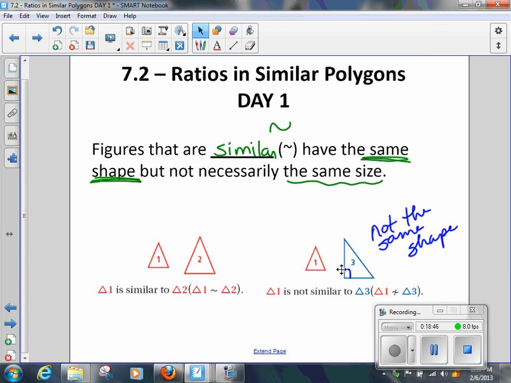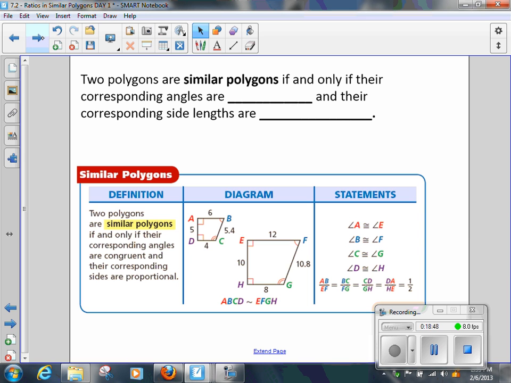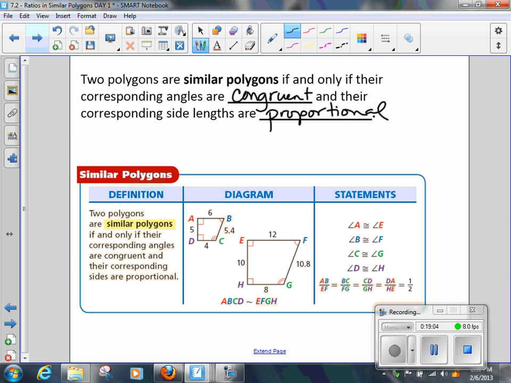Not the same shape. Okay? So how are we going to use that? Two polygons are similar if and only if their corresponding angles are congruent and their corresponding side lengths are proportional. You're going to have to repeat this back to me 400 times in the next 3 weeks. Corresponding angles, yep, really that many times.